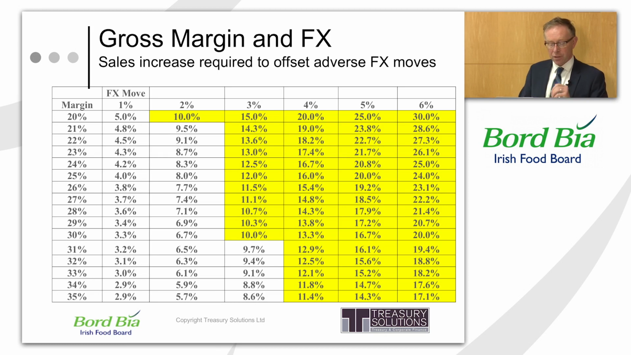So basically, if we take the first yellow box there, which is 10%, what I'm saying is that if you have a gross margin as low as 20% on your sales, and the currency moves by 2% against you, in other words, you get 2% less income on the translation of your sales, you have to increase your sales by 10% to counteract the lost profit of the adverse movement. Because think about it, if sterling has moved down by 2%, your profits are now lower because your sterling sales are worth less in euros. And if you want to make the same level of profit as you did the previous year, you're now going to have to sell more at that lower exchange rate to compensate for your profits.